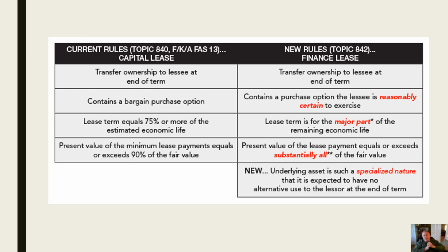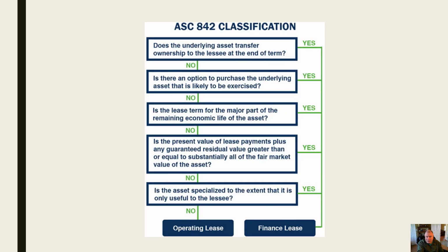The next one is the new one, and I think this is one to be aware of. The underlying asset is of such a specialized nature that the lessee is using it that it's expected to have no alternative use to the lessor at the end of the term. So those are the rules when we look at a capital lease versus a finance lease.